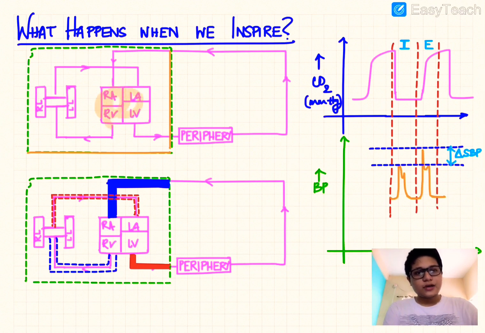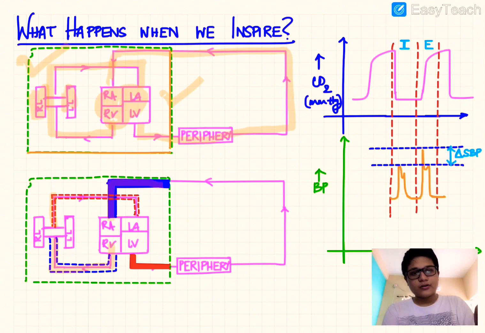Over here we have the four cardiac chambers. These are the two lungs. This is the pulmonary circulation. This is the systemic circulation. The green dotted line is the thoracic cavity, and the orange line is the diaphragm. So we can see that when we are inspiring, the right atrial return is increasing and the right ventricular output is increasing. However, the left atrial return has decreased, and consequently the left ventricular output has also decreased, resulting in a decreased blood pressure when we are inspiring.